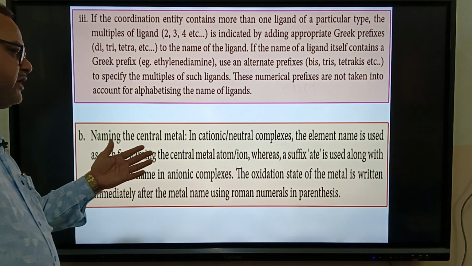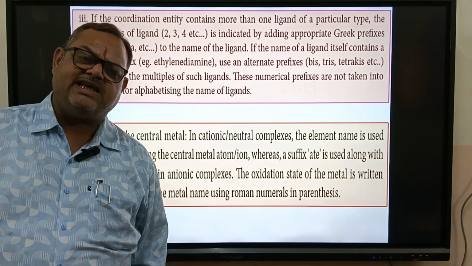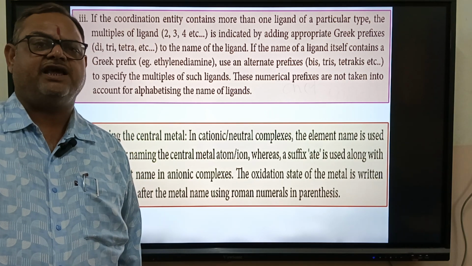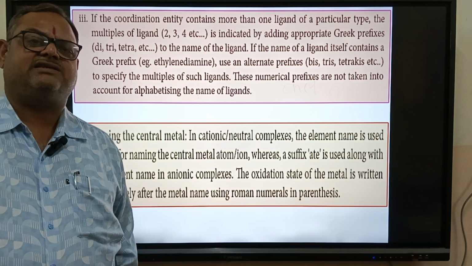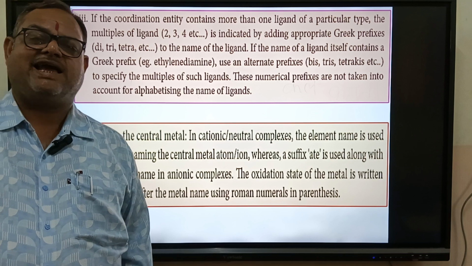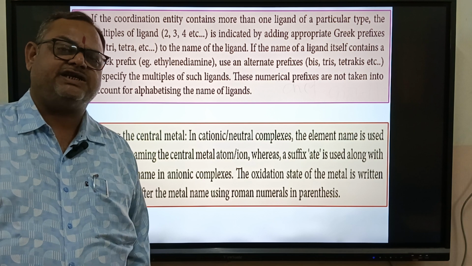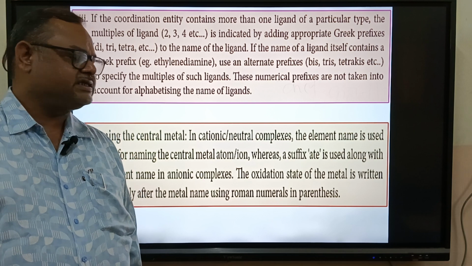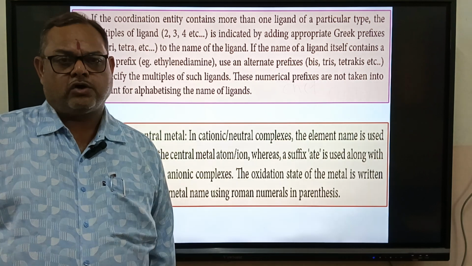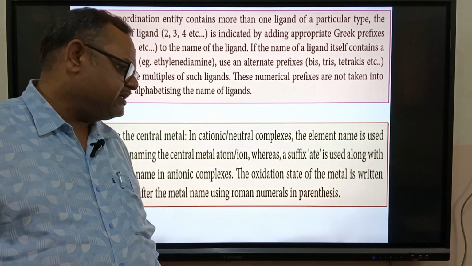Then comes naming of the central metal. So as long as the complex is a cationic complex or a neutral complex, we write the name of the central metal as the general name which we write in chemistry. But in case the complex is an anion, the name of the metal is followed by the suffix ate. Like zinc becomes zincate, platinum becomes platinate, copper becomes cuprate, iron becomes ferrate, and so on.